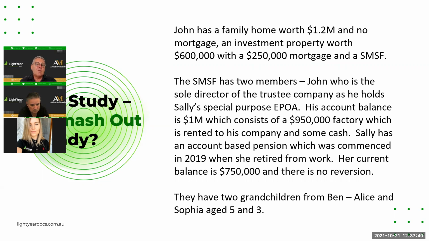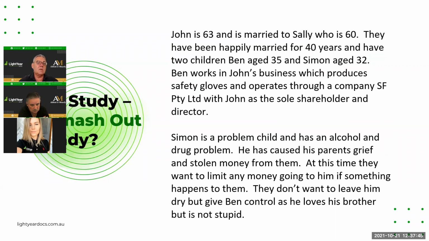So when we have a look down there, we've got a lot of stuff going on. I'm just going to go through the facts again, because I'm going to go into a build now. So we've got John, who's 63. Obviously if he gives up one form of gainful employment, he can commence a pension. We've got Sally, who's retired and has commenced a pension. Happily married for 40 years, so that's good. So we don't really have to worry necessarily about family law issues or blended families like we did a couple of weeks ago. 2 children, Ben, who's the good one, so he's working in the business, and Simon, who's the veritable black sheep.